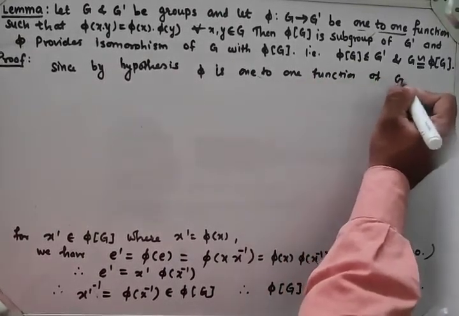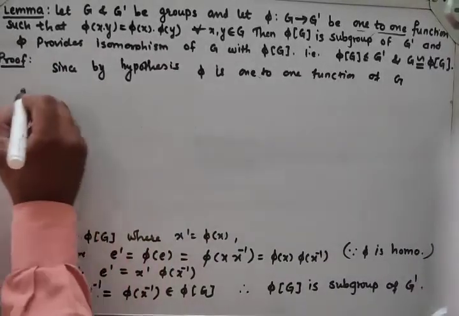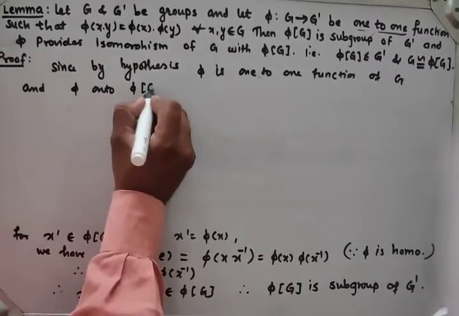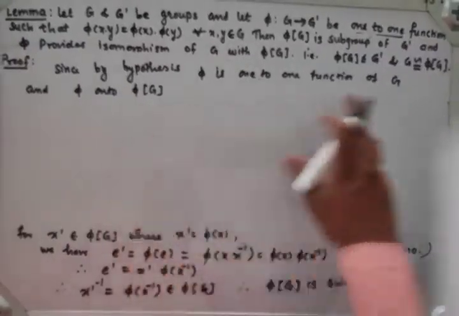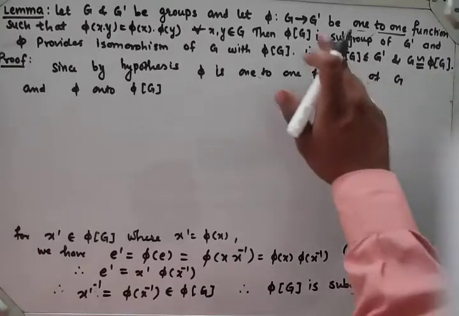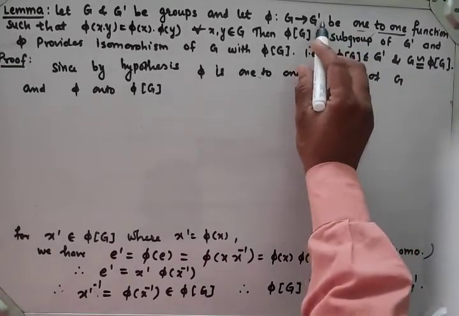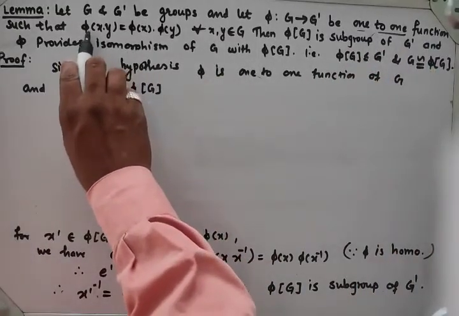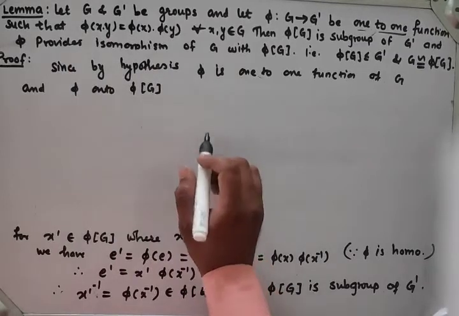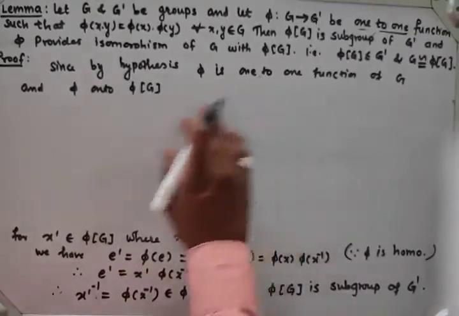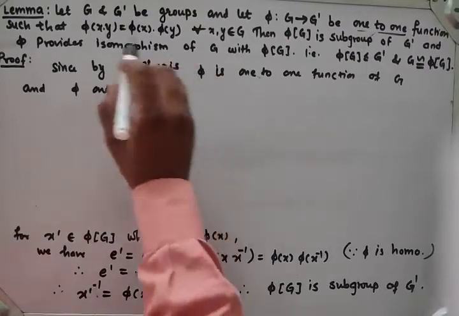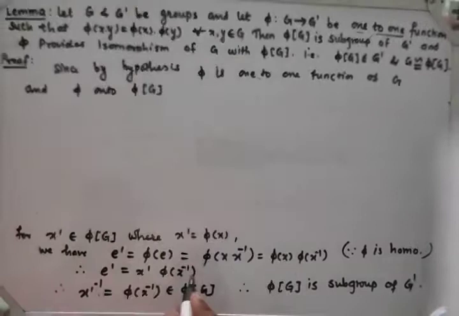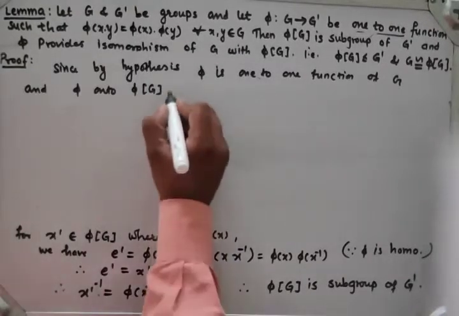And phi is onto phi of G, because phi of G is a subset of G dash, and phi from G to G dash is one-to-one, onto, and defined by homomorphism phi of xy is equal to phi of x into phi of y. So phi is one-one onto. Also what we have given, phi is a homomorphism, phi of x into y is equal to phi of x into phi of y.